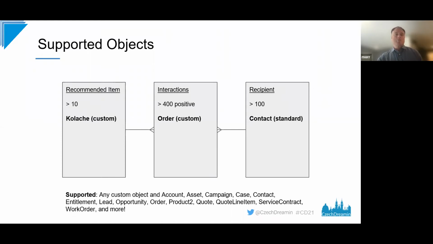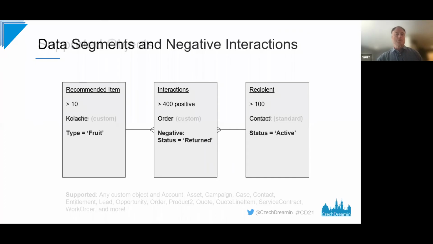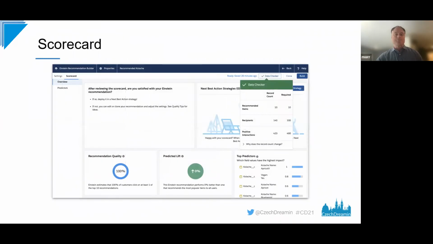And then to improve the power or precision of your recommendation, you can use segments to focus only on specific subsets of your recipients or recommended items. Optionally, you can include examples of negative interactions, which will strengthen your model. These are interactions that have failed that you can train the model with. You can also exclude fields that you do not want Einstein to consider when it's making a recommendation.